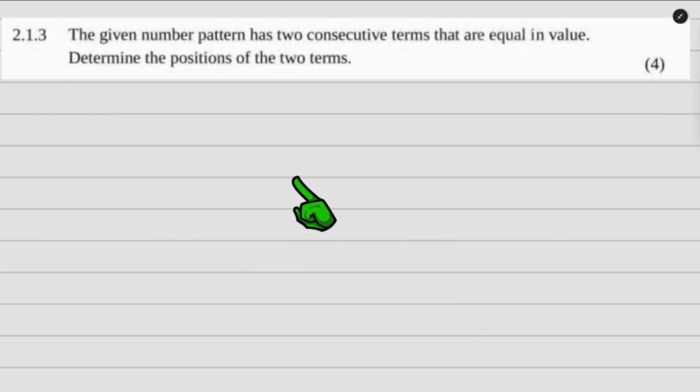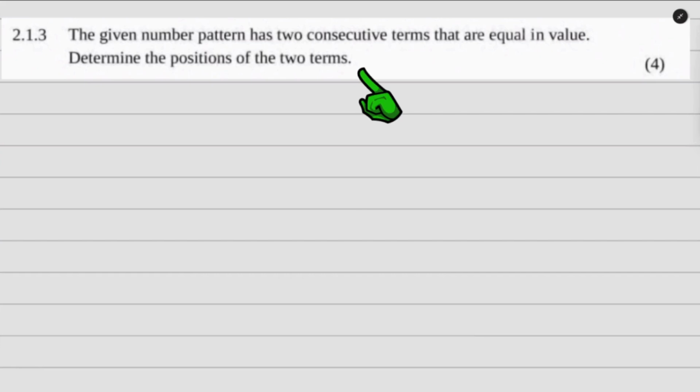2.1.3 says the number pattern has 2 consecutive terms. Consecutive just means they're right next to each other. So like the 4th and the 5th term. That are equal in value. And we need to determine the position of the 2 terms.